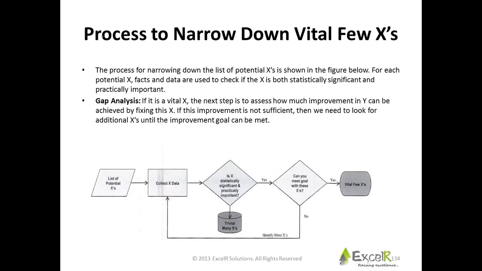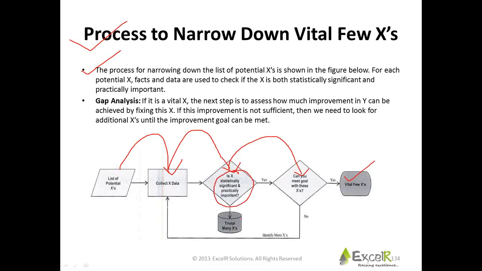So this is the last step. Process to narrow down vital few x's. The process for narrowing down the list of potential x's is shown in the figure. Just list all the potential x's, collect the values, and check whether they are statistically significant or not. If they're statistically significant, check whether it meets your goals or not. If yes, those are your vital few x's. If it's not statistically significant, you put it as trivial x, not important at all.